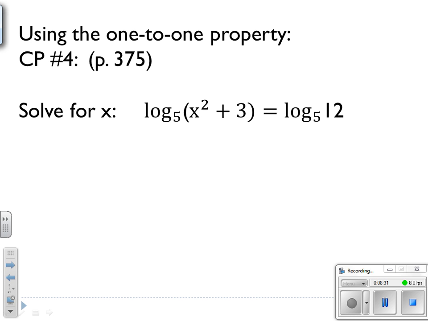All right, checkpoint number 4 on page 375 in your book. It says use the one-to-one property. So we should be looking for the fact that we have it, or we're going to have to do some rewriting to get it. Nicely enough in this example, both left and right side of this equation have that log base 5 staring at us. So we are ready to transition right into using that one-to-one property. So being the logs match, the values of x also need to match. So solving, I need the roots of 9, plus and minus 3.